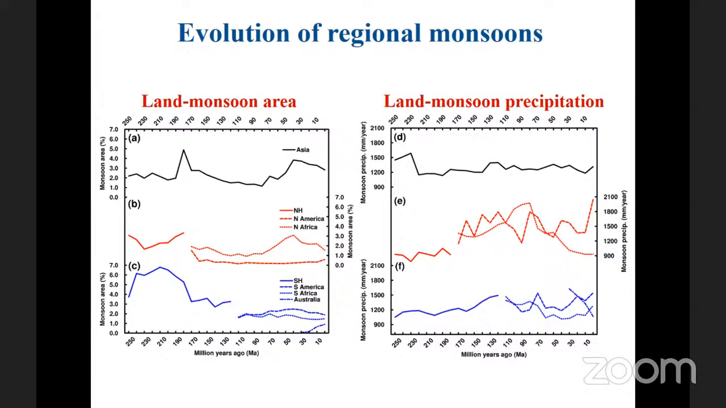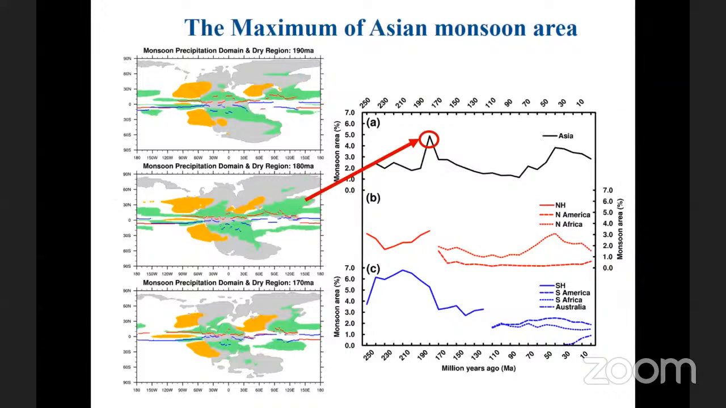For the land monsoon precipitation, the Asian monsoon precipitation doesn't change very much. The most significant change is for the North American monsoon. There is a peak at about 80 MA. Then the southern hemisphere monsoon doesn't change very much, although there are some fluctuations. Then we can look at the regional monsoon.